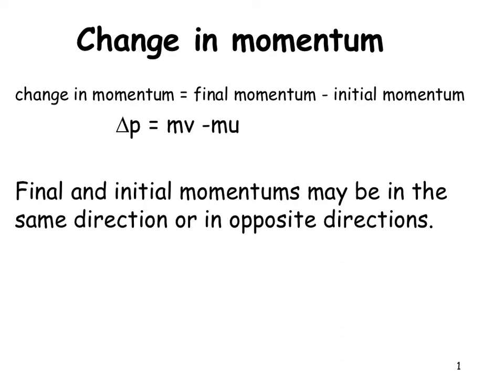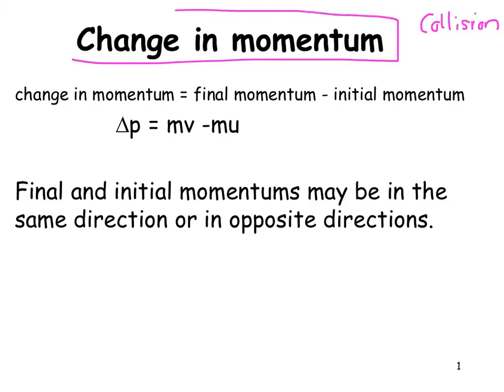Up to now, we've been dealing with only two objects that were colliding. So you would have two carts that would collide, or you'd have two things explode apart, and you would conserve momentum when there was a collision. Now we're going to take a look at something called the change in momentum, and what's important is that it is for only one object.